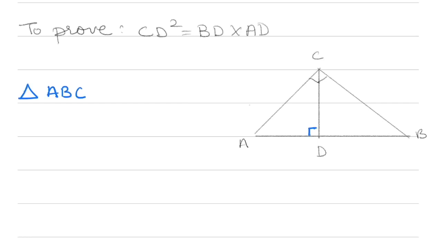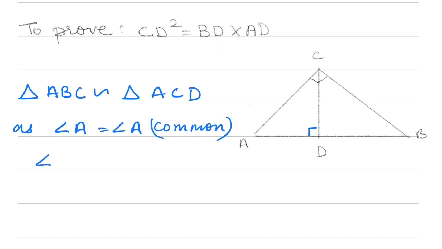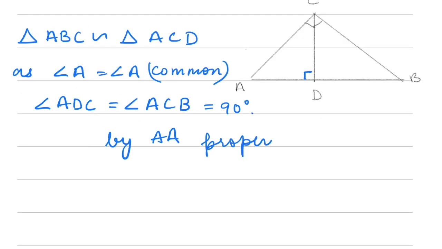Triangle ABC is similar to triangle ACD, as angle A is equal to angle A common. Then we have angle ADC is equal to angle ACB, both are equal to 90 degree. So by AA property of similarity.